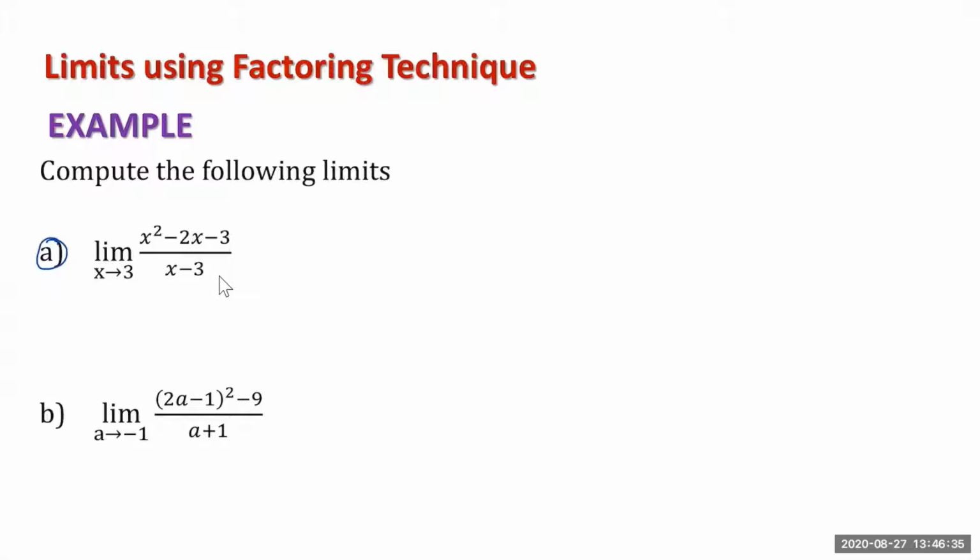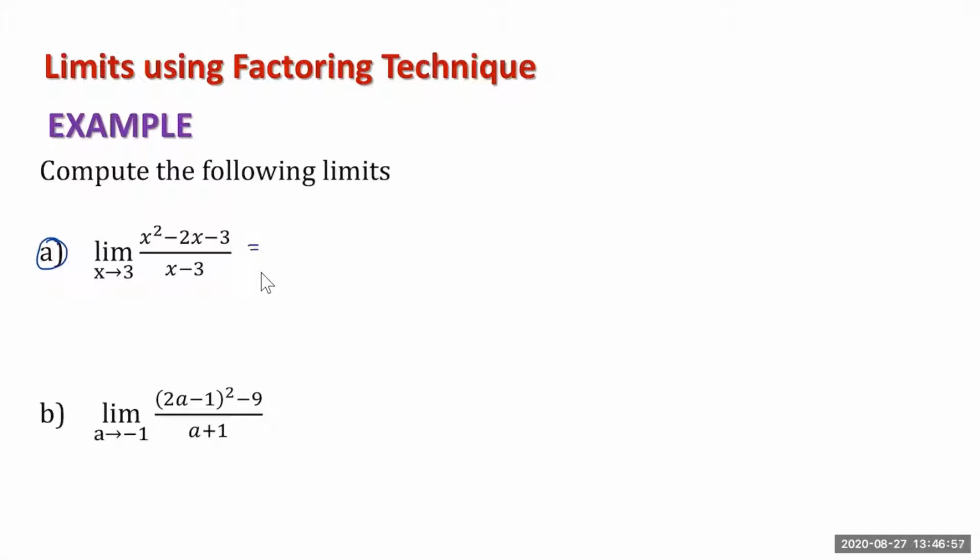Here, if you try direct substitution, look at this screen carefully. If you substitute 3 in the denominator, you'll have 3 minus 3, which is equal to 0. You cannot have 0 in the denominator. So by direct substitution, you cannot get this limit. So what we are going to try here is the factoring technique.